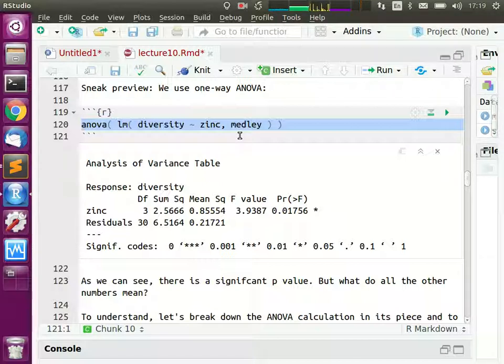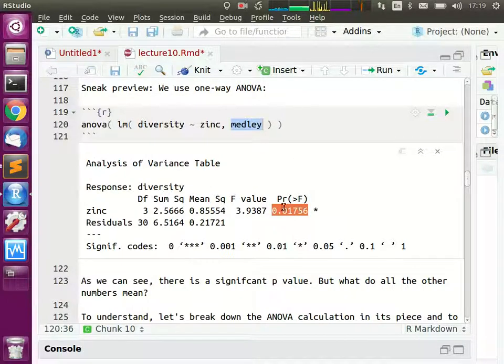So here ANOVA looks very simple. You just tell what you want to compare with what, and here's the data table, and you say give me an analysis of variance, or ANOVA, and it tells you the analysis of variance said that the mean squared variance goes down from 0.8 to 0.2, and that is significant. So what does this mean?